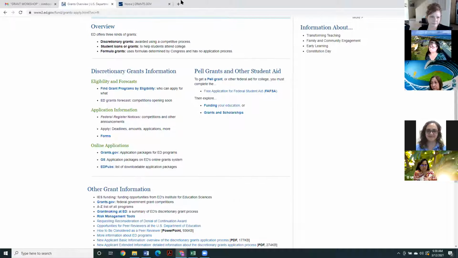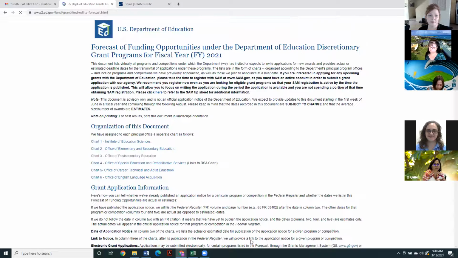So this has nice things. It has a grant forecast, so you can look at what grants are opening soon. And they organize it by sub-departments. Like the Office of Postsecondary Education would be one that we look at, but they have Educational Sciences, which has more of a research arm, Special Education, and CTE, which we're also interested in.